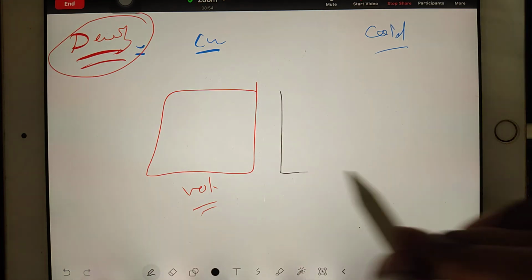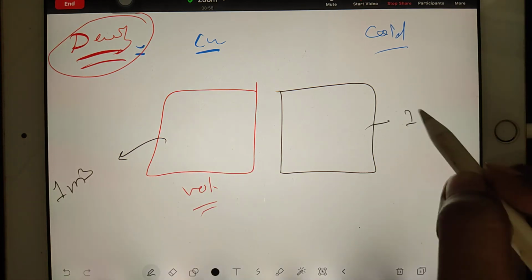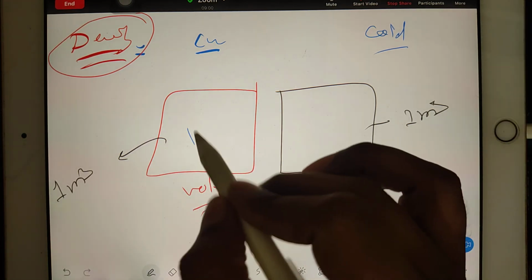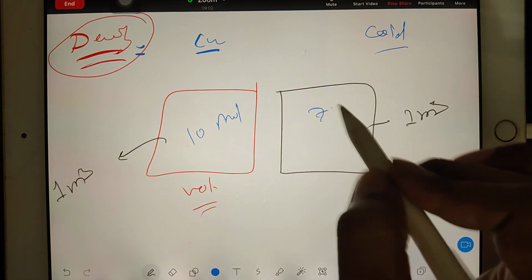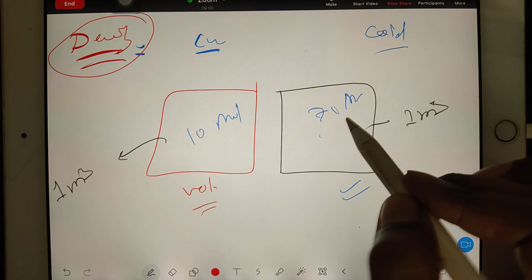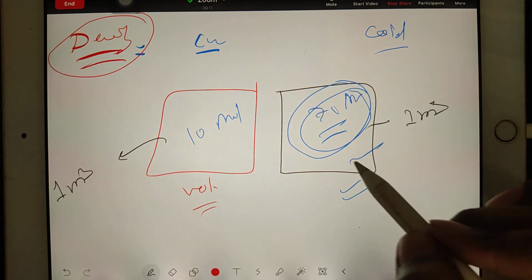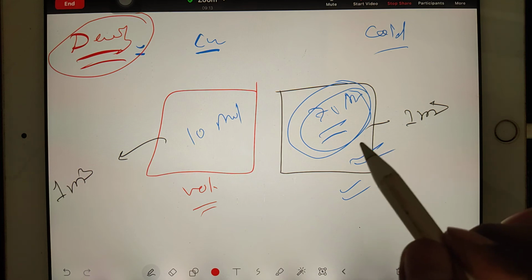Suppose I am giving you two spaces. This space volume is also 1 meter cube. This space volume is also 1 meter cube. In this I am putting 10 molecules. In this I am putting 70 molecules. So in the same volume you are putting 70 molecules. That's why here you have more crowd, more traffic. That's why here you have more density.